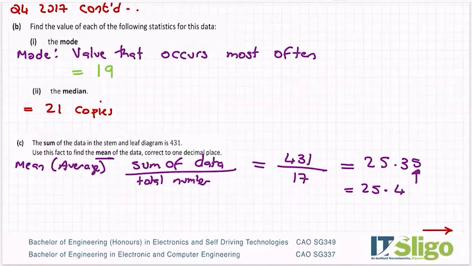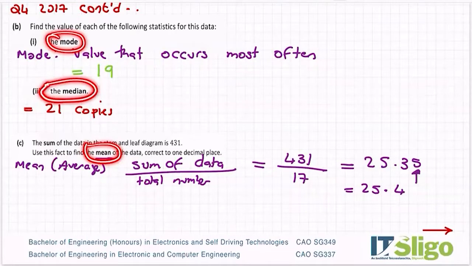Remember from last week, the mean, the mode, and the median are what we call measures of centre, or measures of central tendency. They describe the central point of our data.